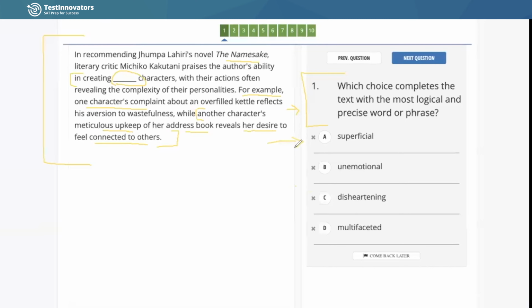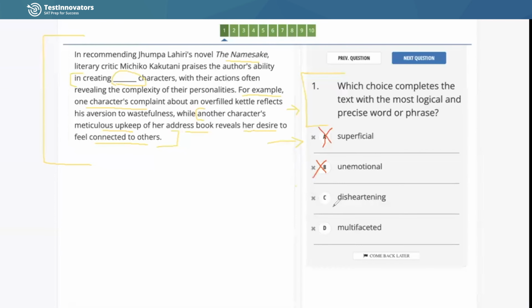Choice A, we have superficial, which means surface level or shallow. I'm not quite sure I would describe a character who cares about wastefulness as shallow, nor would I describe a character who wants to feel close to others as shallow. So I feel pretty confident about crossing out this choice because it just doesn't seem accurate. For choice B, we have unemotional, which is exactly as it sounds, lacking emotion. But does this accurately describe these two characters? Both characters actually seem to care about something, so I don't think unemotional really fits as an accurate description. I'm going to cross this off as well.